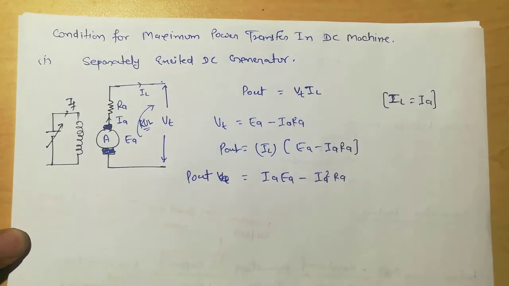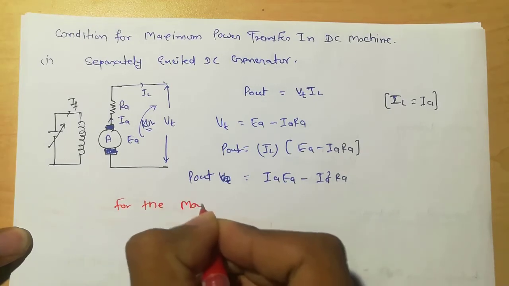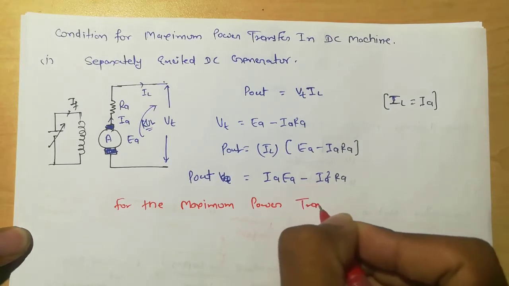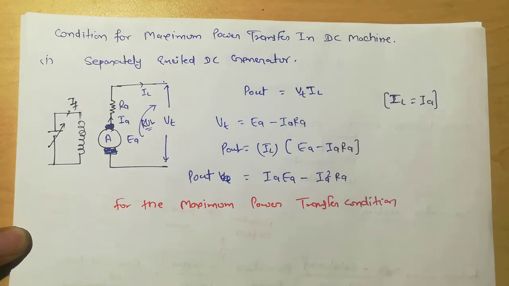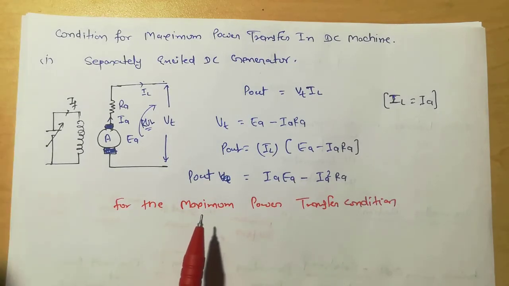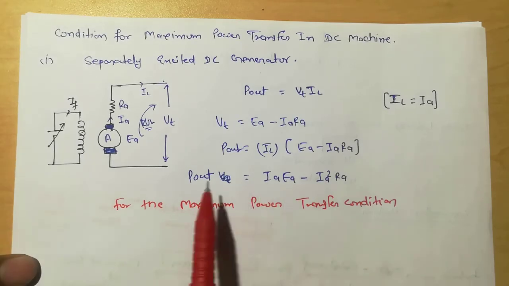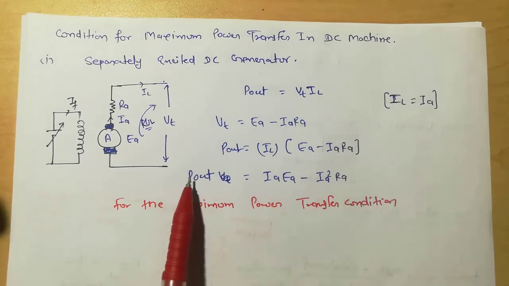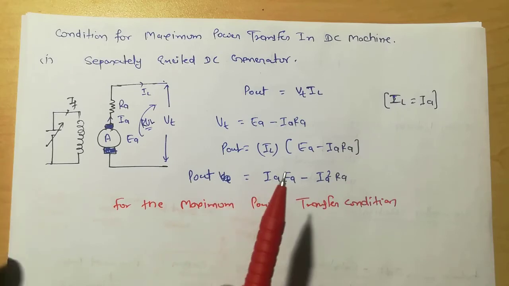Now for the maximum power transfer condition, in any case when we find a maximum, we differentiate the equation with respect to one variable. So here we will differentiate the output power with respect to the variable, which is IA, the armature current.